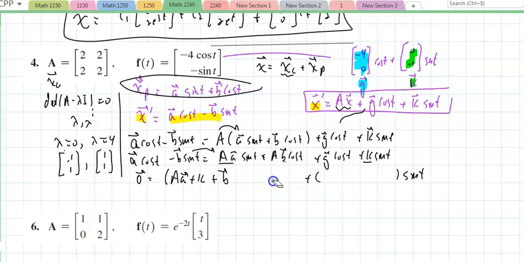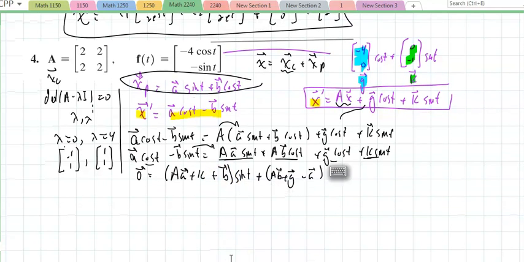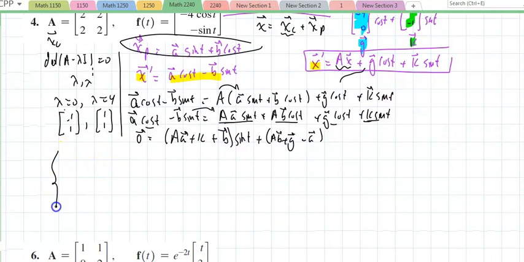Okay, I did that backwards, that's okay. Sine, let me make sure. And if I do a cosine, it would be AB plus G minus A. And what would that indicate? That would indicate that AA plus K plus B equals 0 and AB plus G minus A equals 0.